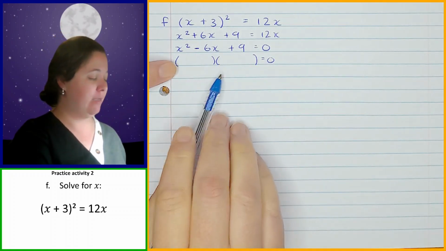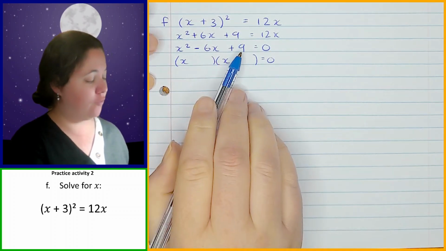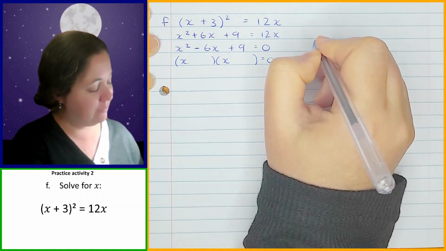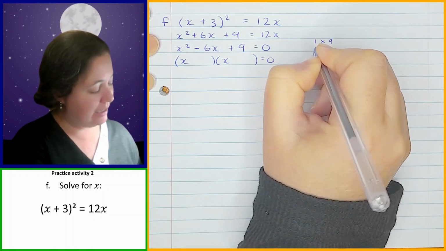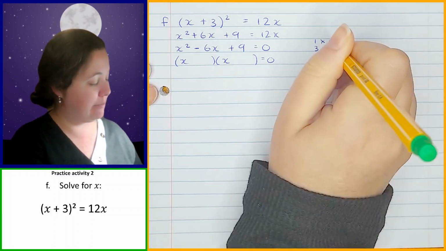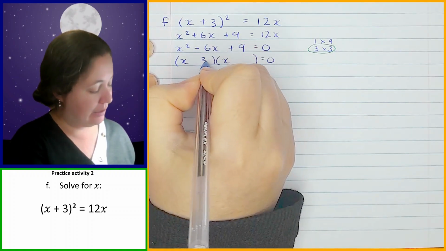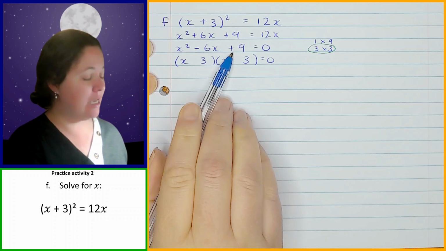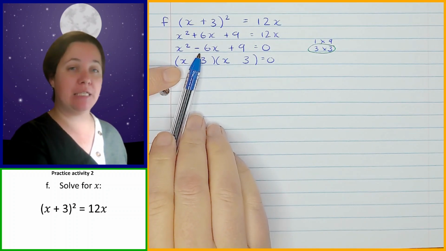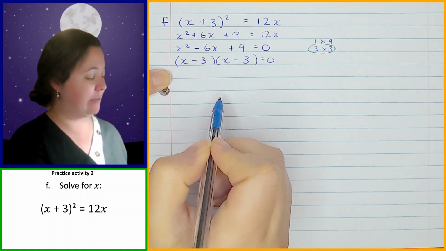So the first term in each bracket is going to be x. Then I'm going to look for the factors of 9 that I can add to get 6. So the factors of 9 are 1 times 9 and 3 times 3. The pair I'm going to be choosing is the 3 times 3 because I can add those to get 6. So I've got 3 over here and 3 over here. Now because this is a plus, the two signs are going to be the same, and they're both going to take the sign of that middle term. So they're both going to be minuses over here. So I've got x minus 3 times x minus 3.